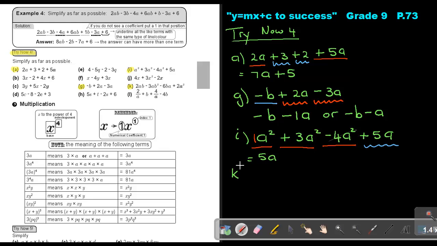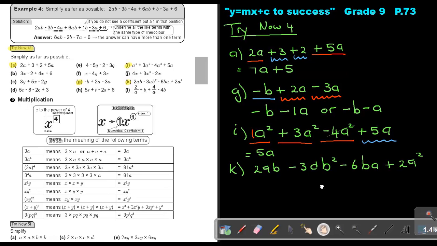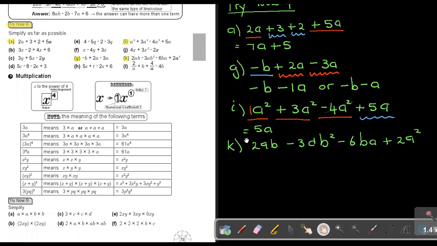And then the last one, number K. So it's 2ab minus 3ab squared minus 6ba plus 2a squared. Okay, let's just move it up a little bit. So remember that's ab. So this is 2ab. Okay, ba is the same as ab, so that's like terms. Okay, and then this is ab squared. I don't think there's another one. And then this one is on its own.